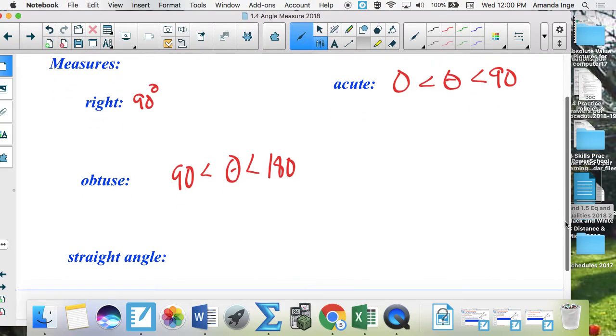Straight angle. Isn't that 360? A straight angle is a straight line, 180 degrees.